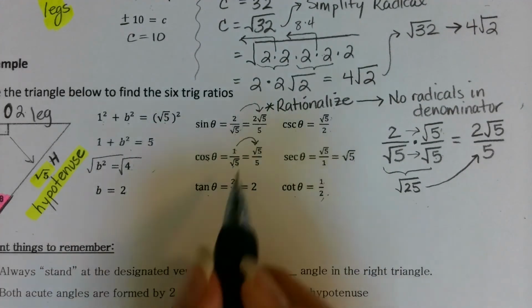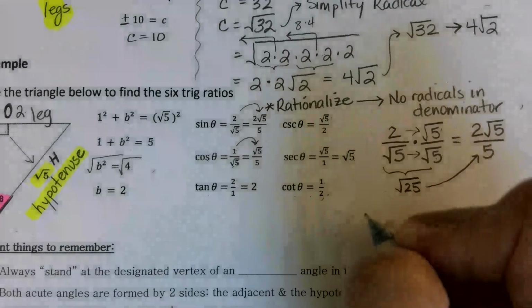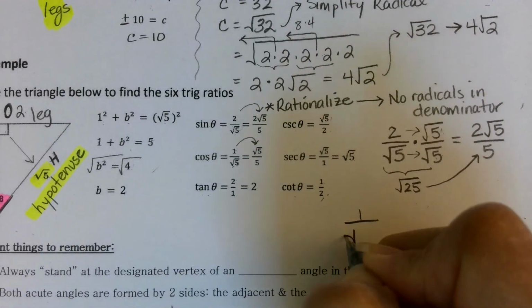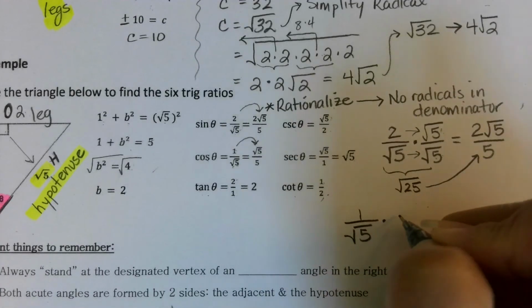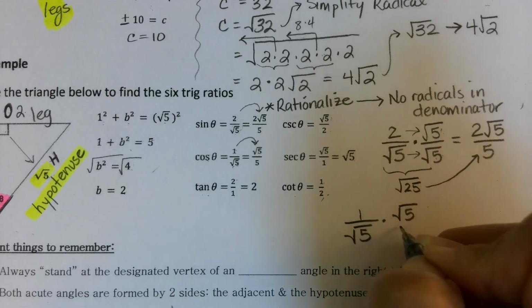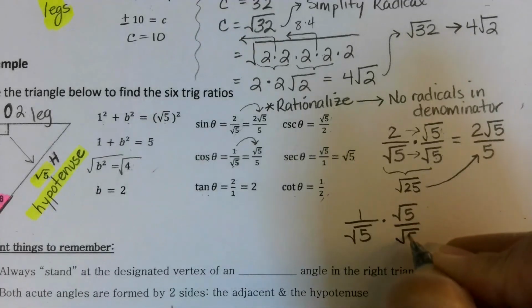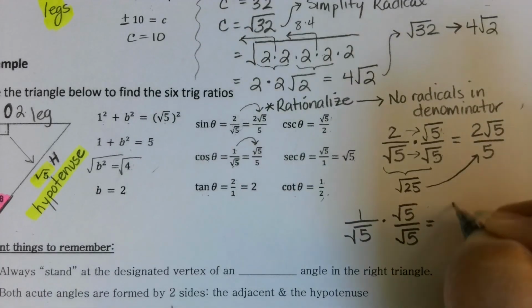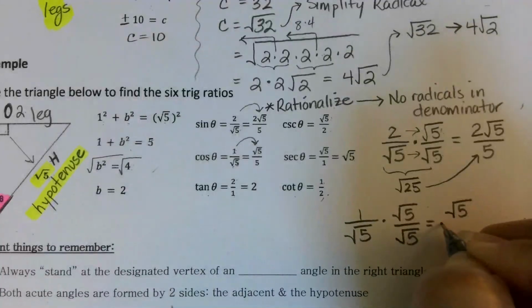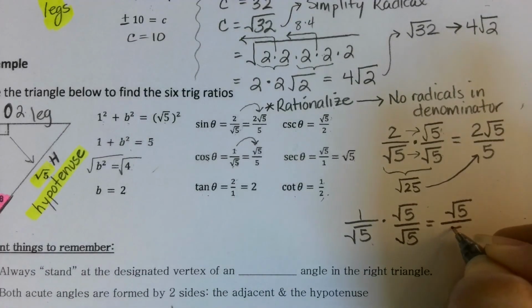The same thing with this one right over here. If I have 1 over square root of 5, I needed to multiply it by square root of 5 top and bottom. 1 times square root of 5 is the square root of 5. Square root of 5 times square root of 5 is just a 5.